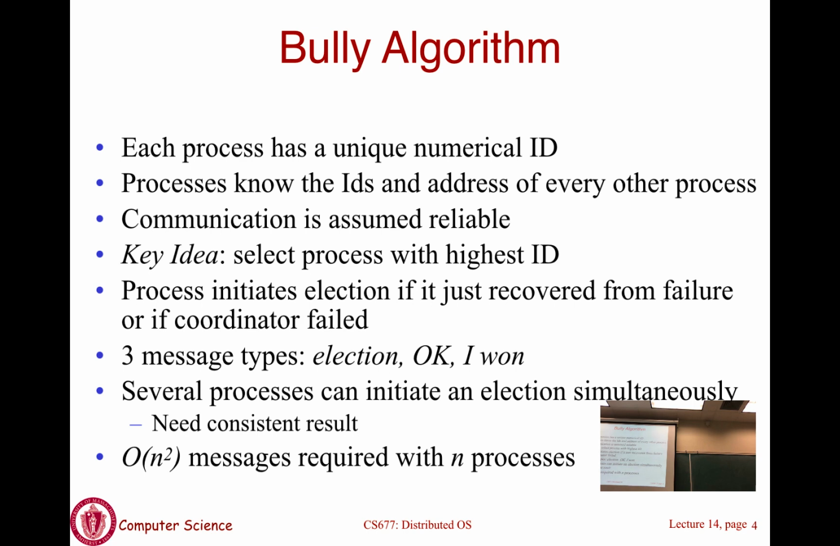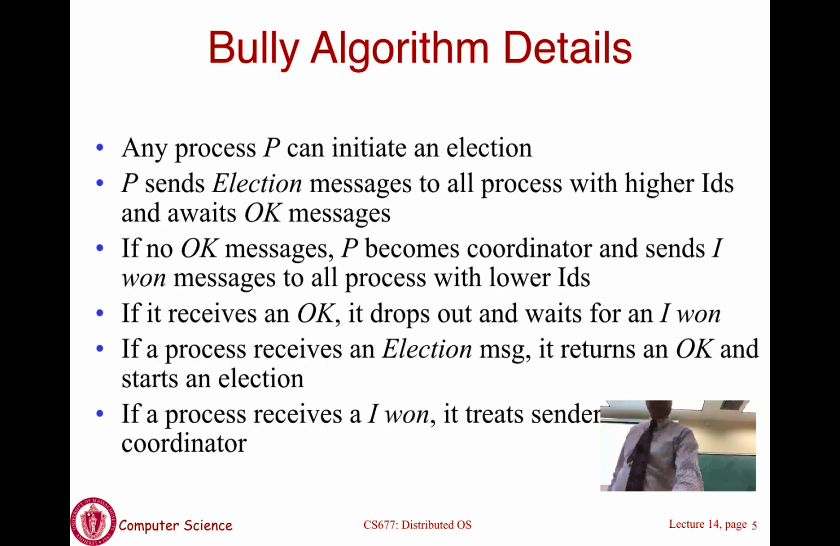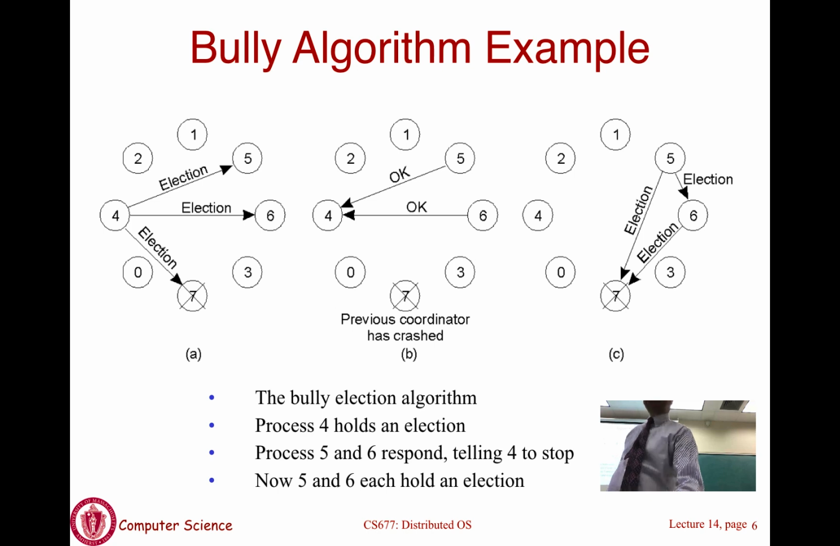So I'm going to show this with a picture. The essential idea is, here is a set of nodes numbered 0 through 7. We will assume that at some point in time 7 was the leader in the system. And the leader crashed. That is why there's an X here.